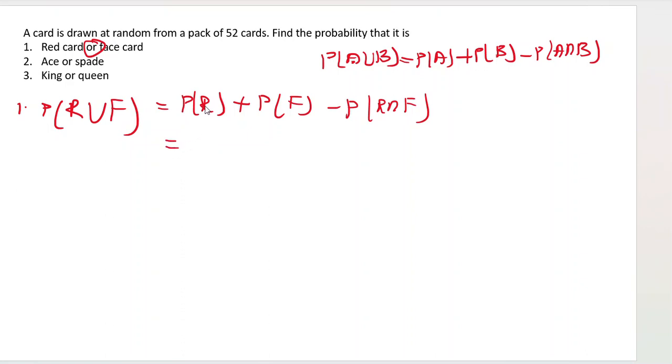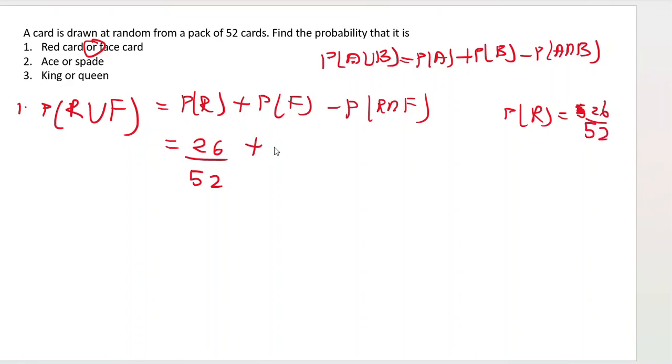is nothing but the probability of getting a red card. Now, the number of favorable red cards is 26 upon 52. P of R is what? How many favorable outcomes? That means how many cards are red upon the total number of cards.